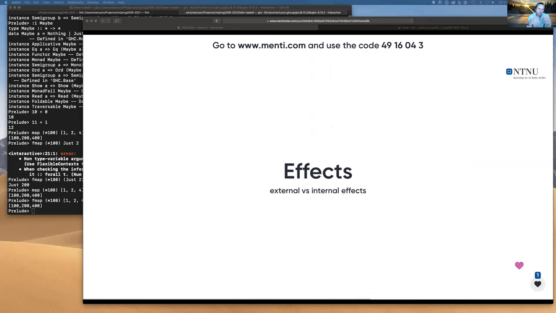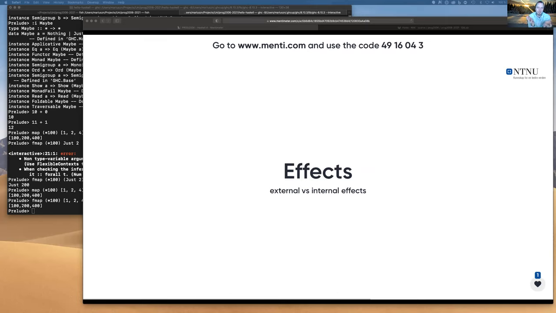Effects in programming: whatever you do in your program usually has some effects, right? Those effects can be local to your function, local to the computation that you're doing, or they can be external. For example, you put something to a file system, or you display something on the console. Those external effects are outside of your program, and the internal effects are something that you still have inside your program itself.